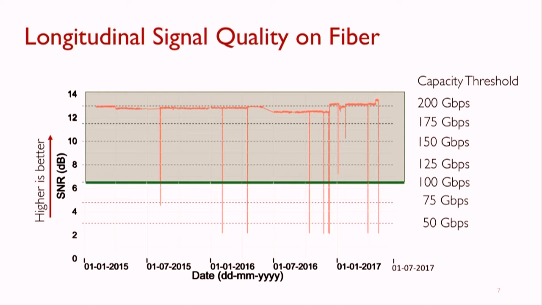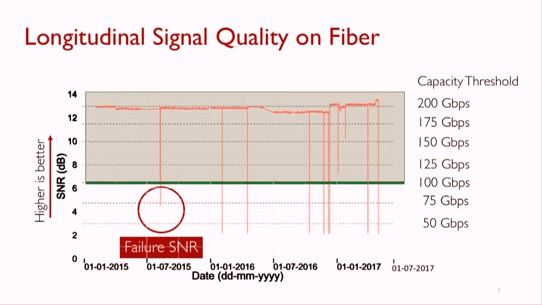The last thing I want to point out about this graph is this particular dip that's highlighted in red. You can see that as the SNR dipped below 6.5, the link was down. We would call it a failure at higher layers of protocol. But the important thing to notice here is that even at that failure point, the SNR was above 2.5 dB, which is the threshold for driving this link at 50 gigabits of capacity. So not only do we have potential to gain capacity, we also have potential to gain availability here.